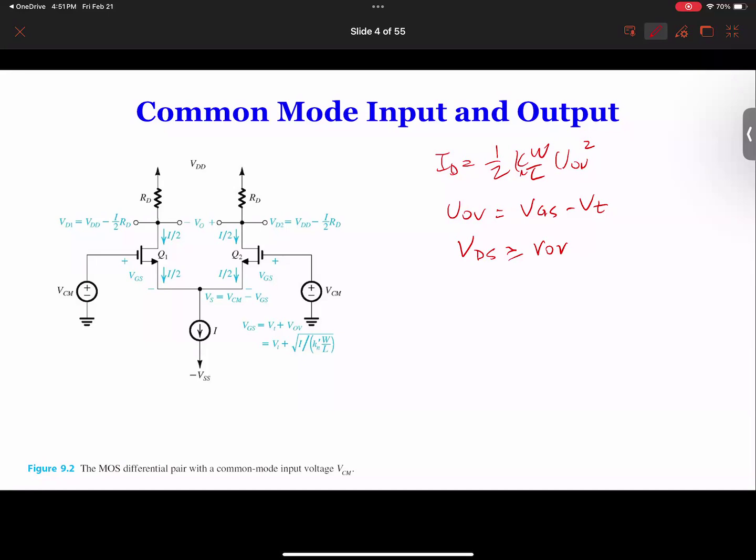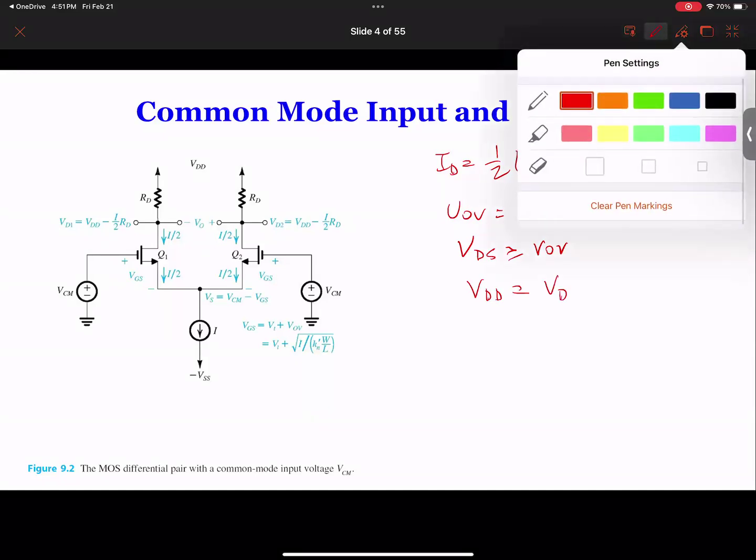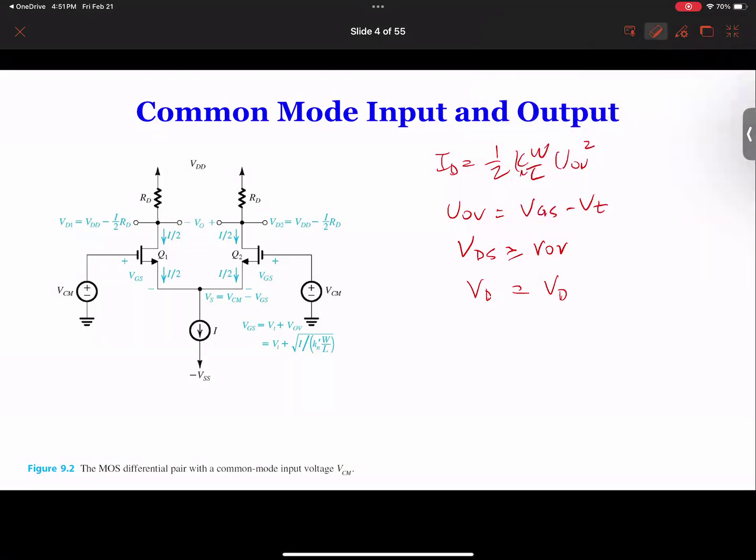And then, what else do we have? Well, if you know the current, you can calculate this VD, right? VD, not VDD, VD1, VD2. VD1, VD2 equal to VDD minus 1/2 ID times RD.